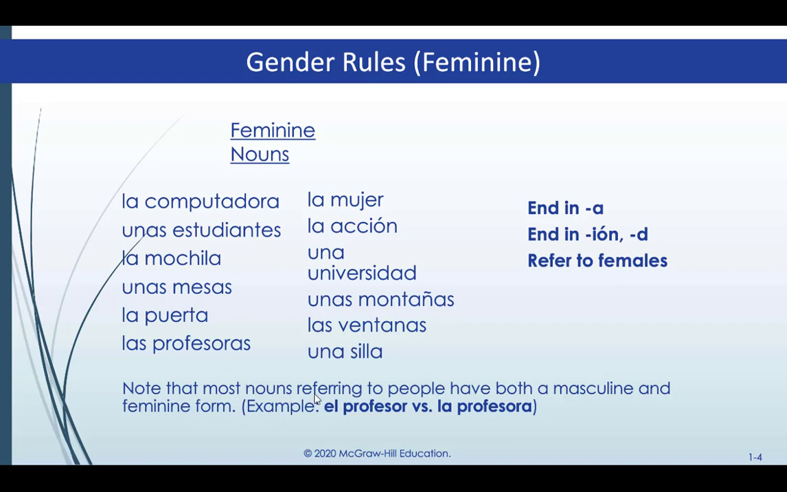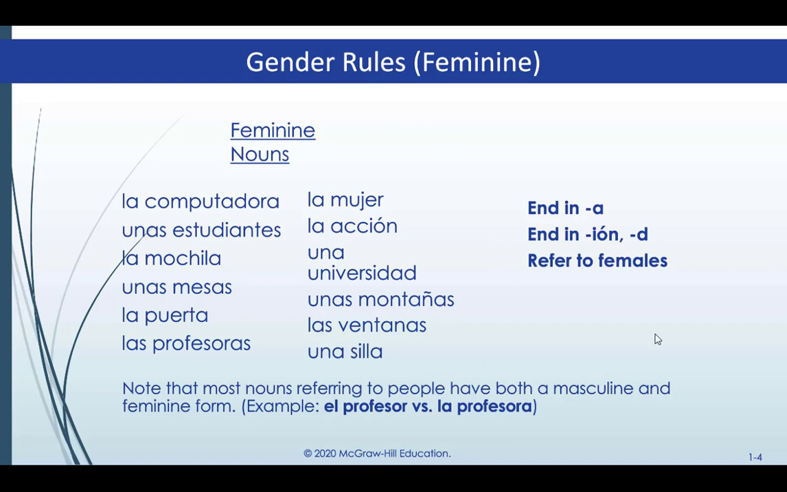So most nouns referring to people have both a masculine and feminine form, like el profesor, la profesora, el estudiante, la estudiante. That's a little bit different because the ones that end in E, they don't change for feminine or masculine. Estudiante. You just change the article in front, but the noun doesn't change.